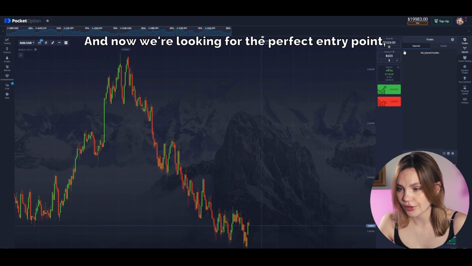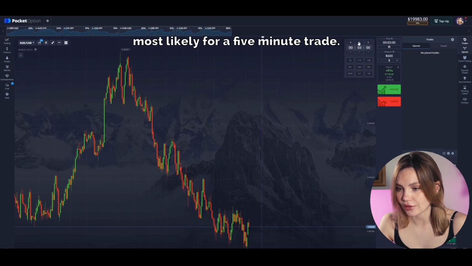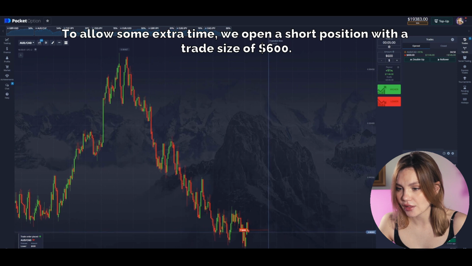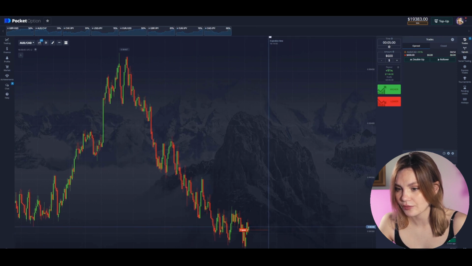And now we're looking for the perfect entry point, most likely for a 5-minute trade. To allow some extra time, we open a short position with a trade size of $600. We wait for our trade to play out.